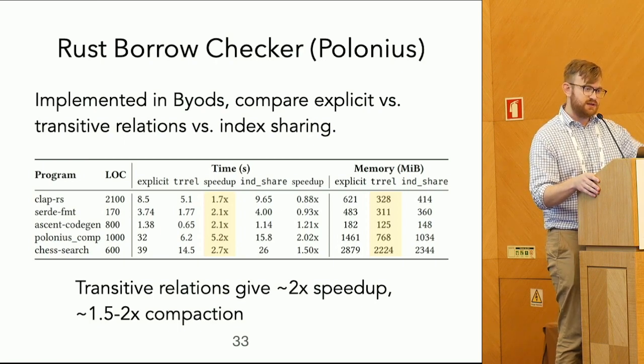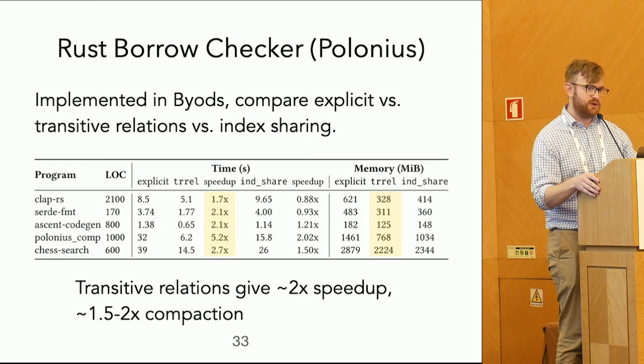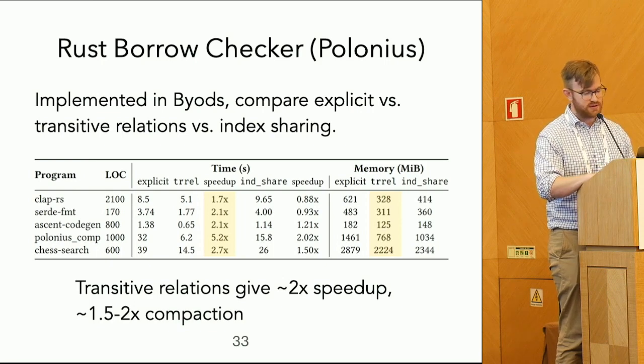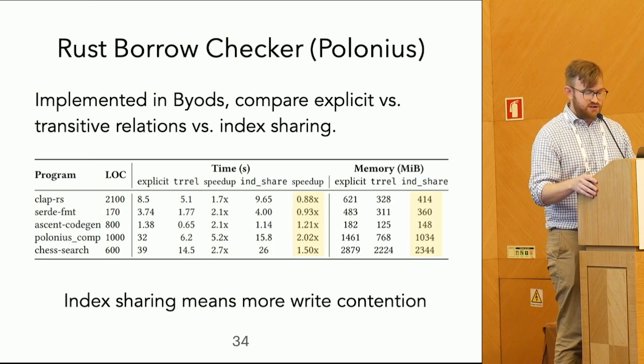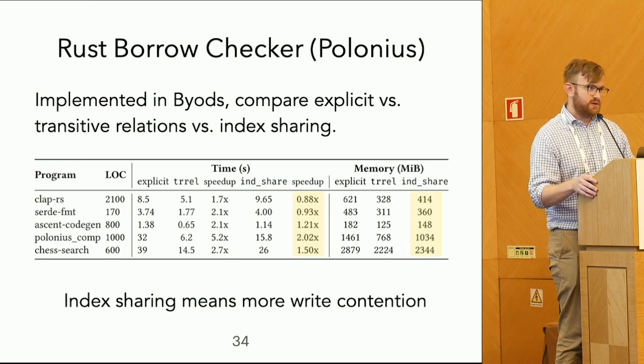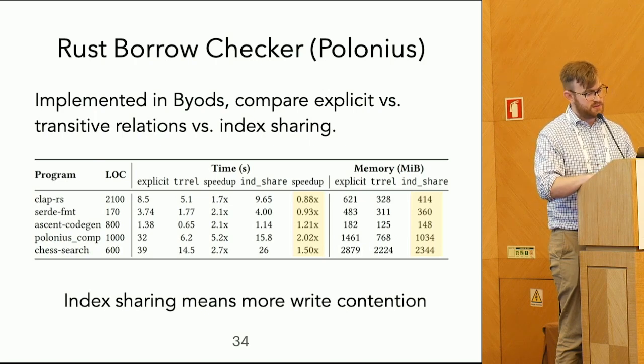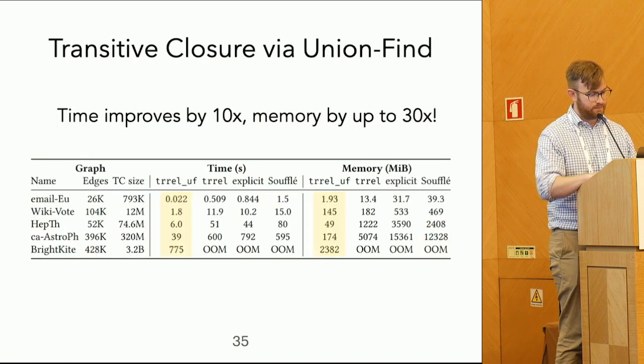This is single-threaded. The way that Polonius is written, there's not very much parallelism to exploit. So we tried running it in parallel. It didn't really help. And everything runs pretty fast, at least in these experiments. Index sharing means more write contention, so it's going to be more compact, but you're going to be sort of writing across things. Not such a big deal here, but we're going to see it more later.